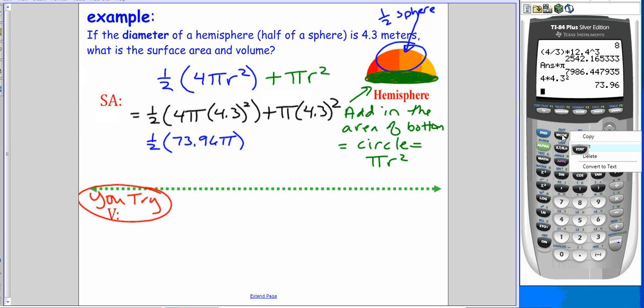Okay, so now I'm going to take my 73 and hit times second, is that pi? Yep, that's pi.